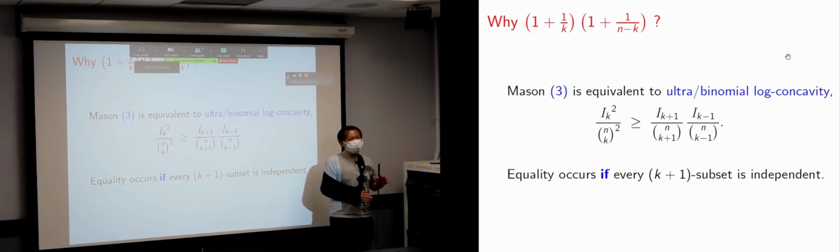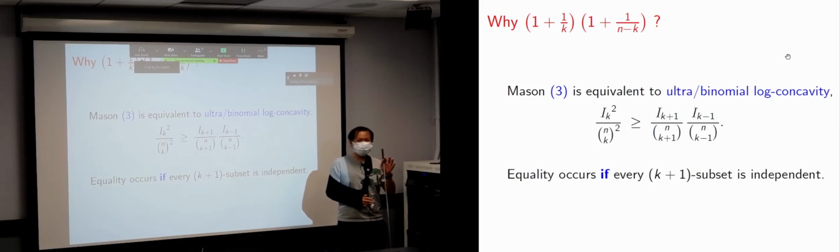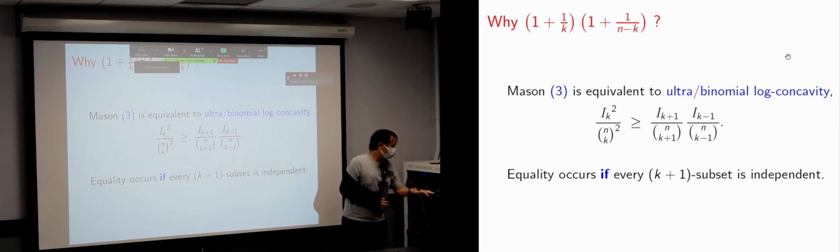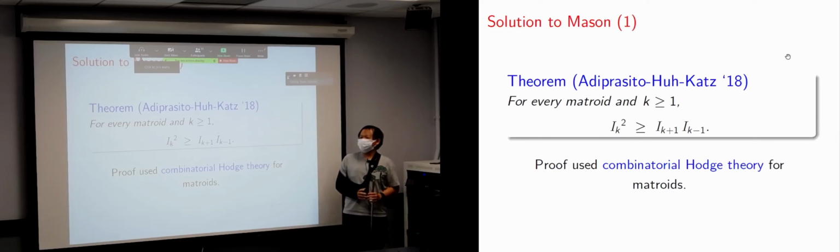And that is a very short overview of Mason's conjecture. Is everybody happy with the statement? Is everything clear? Good. Okay, then let me continue. And now let me give a very short, very simplified history of Mason's conjecture.